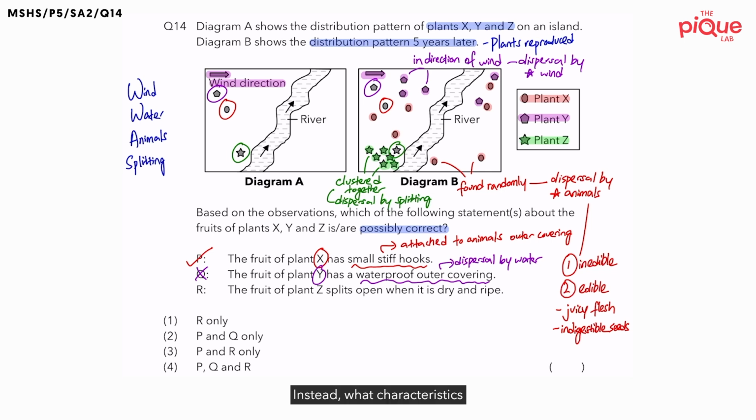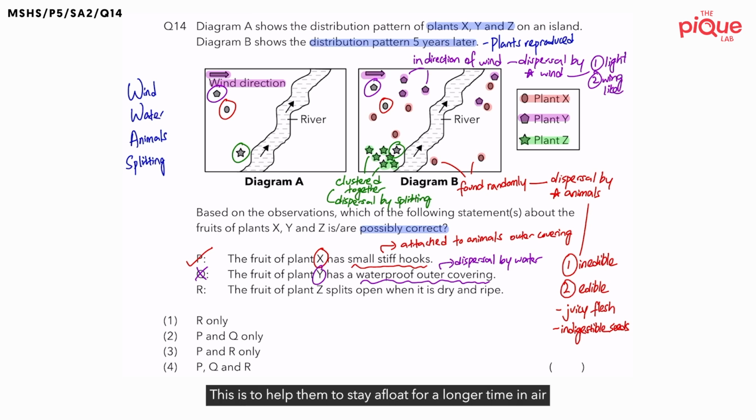Instead, what characteristics should the fruits of plant Y have? Since the seeds are dispersed by wind, they should be lightweight and have wing-like structures. This is to help them to stay afloat for a longer time in air to be dispersed away from the parent plant. Lastly, statement R.